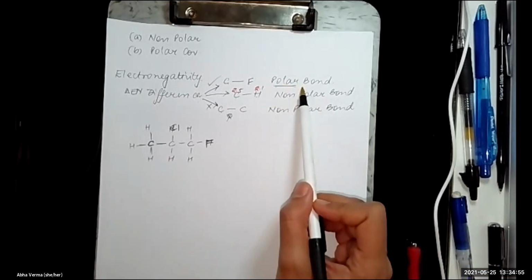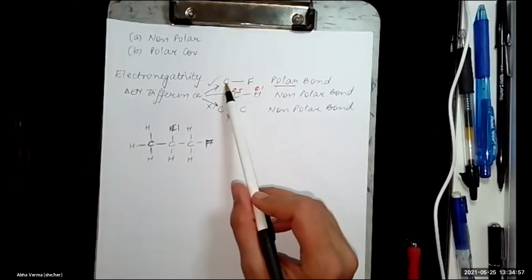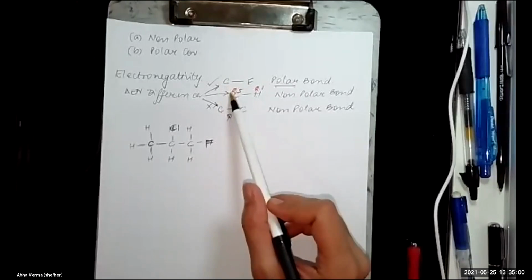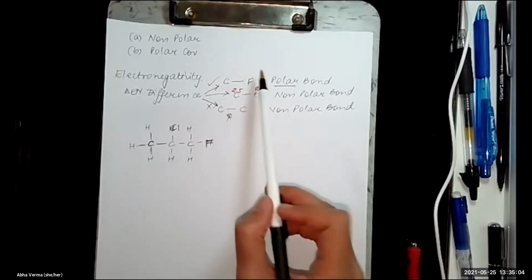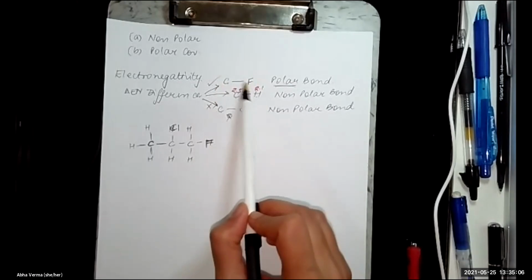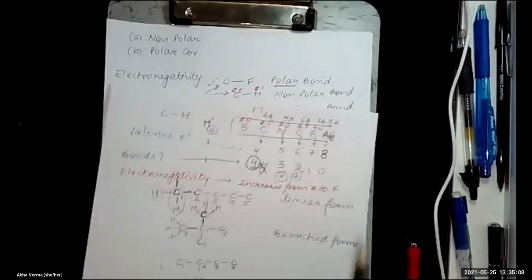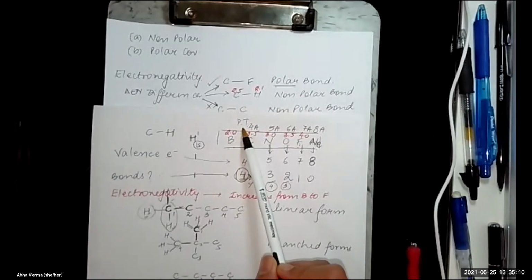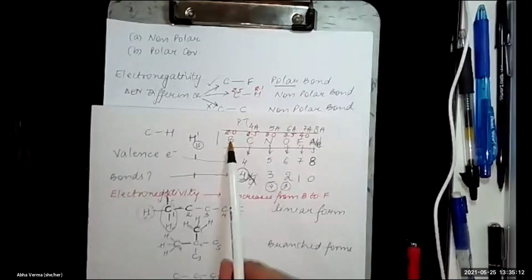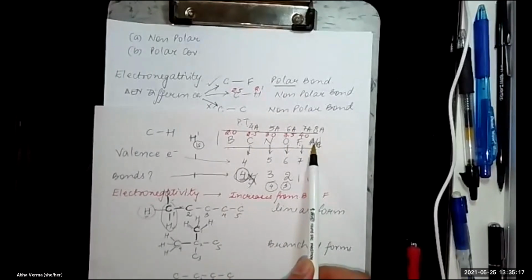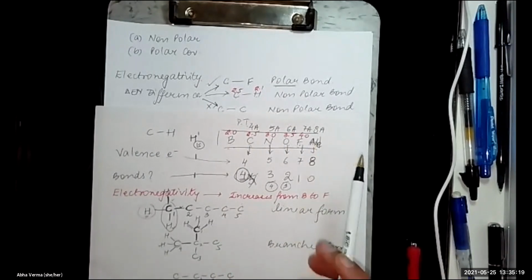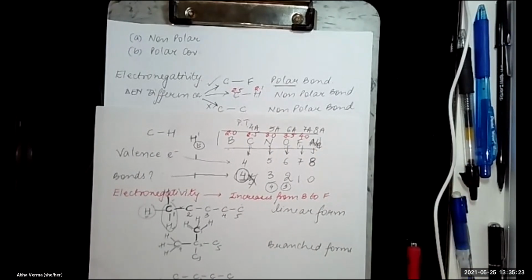So polar bonds will have an electronegativity difference. Non-polar bonds will have no electronegativity difference. How do you know that there is an electronegativity difference? You will look in your periodic table. As you go towards the right, the electronegativity increases. As you go from top to bottom of the periodic table, the electronegativity will decrease.